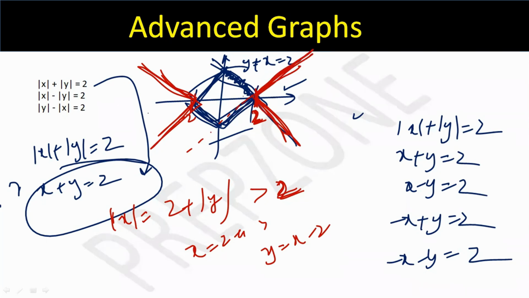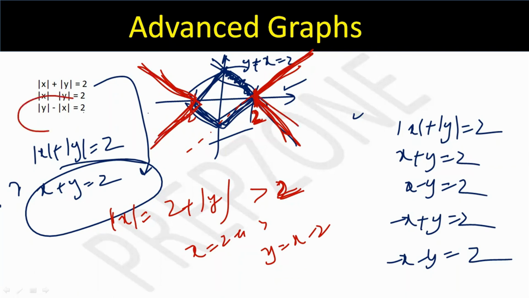Alternatively, now how do we remember this? Mod x equals 2 plus mod y. So mod x will always be greater than 2. So x should always be greater than 2 or x should always be less than minus 2. So now 2 should be that point and from here you have to draw that V-shaped graph.